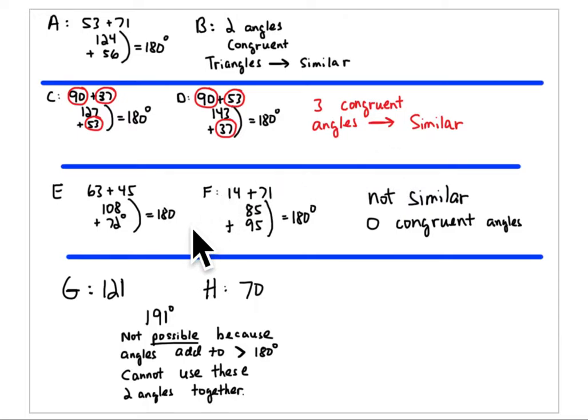E and F, this is angle 65 degrees and 45 degrees. You need 72 degrees to complete the 180 degrees. For F, it's 14 and 71. You would need another 95 degrees to get to 180 degrees. So none of these 3 angles, 63, 45, 72, match these 3 angles, 14, 71, and 95. So they are not similar triangles. No congruent angles.